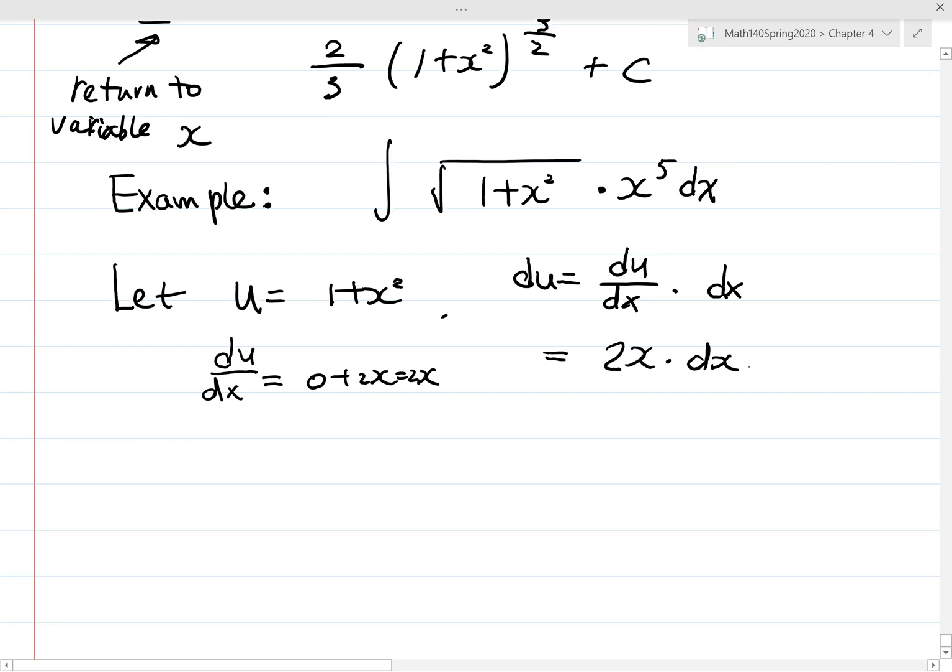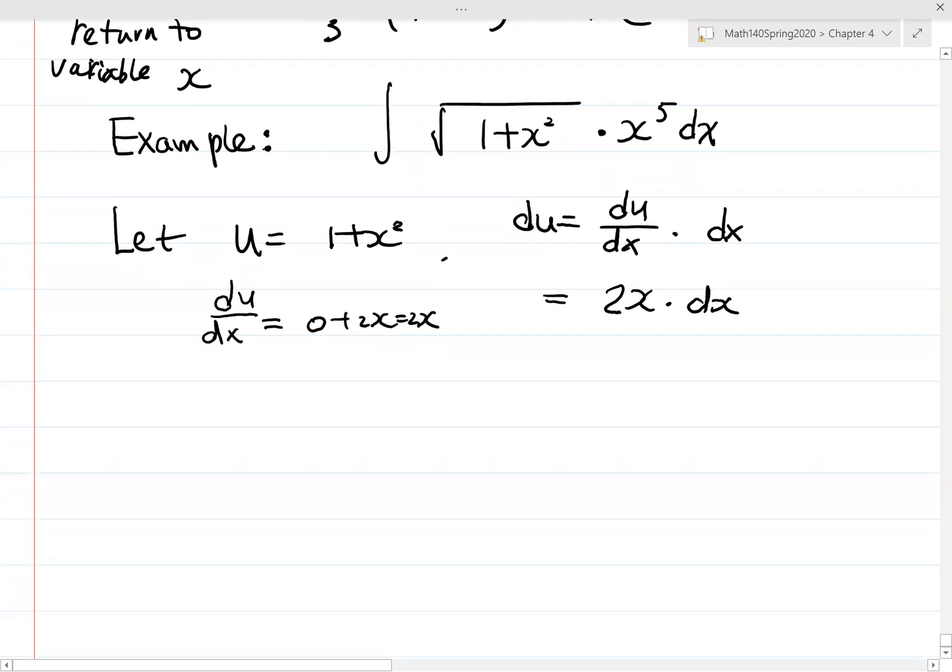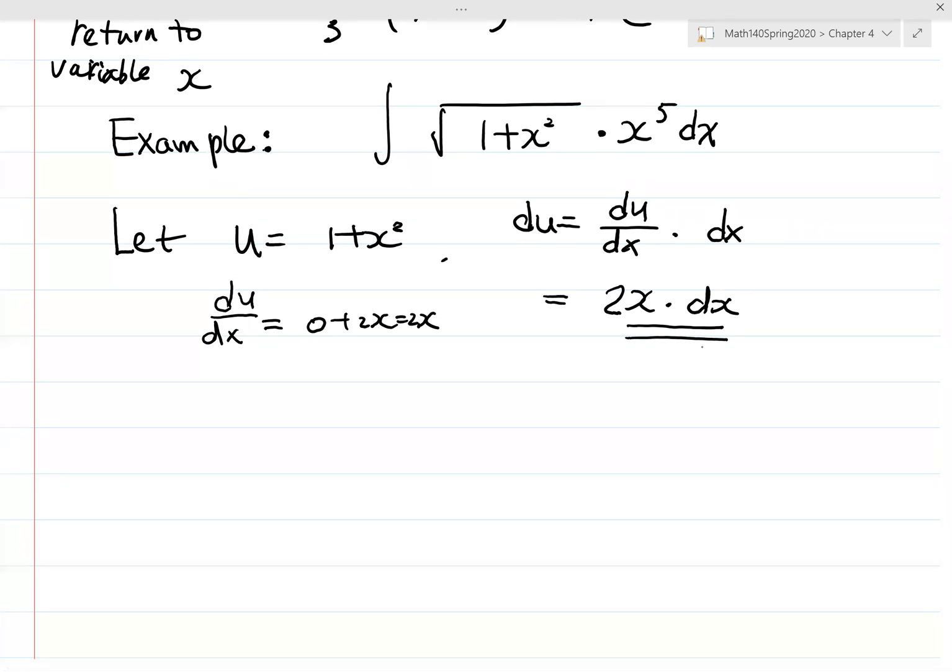Okay, so du, we have x dx. Now if we compare the original problem, we have x to the power 5. But here, the du, we have x dx, up to coefficient 2. Now how do we deal with power 5? Remember, when you do the substitution rule, you should substitute everything, including the integrand and the differential.